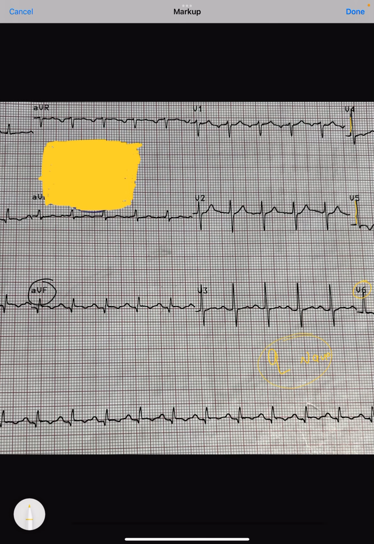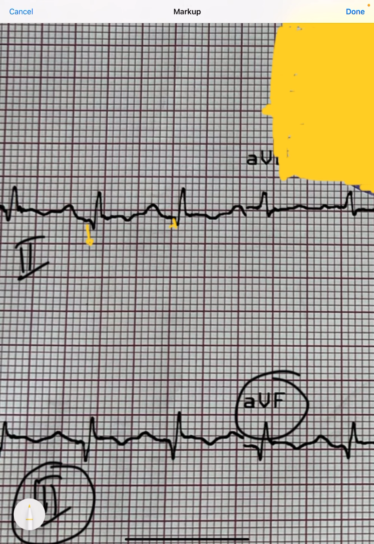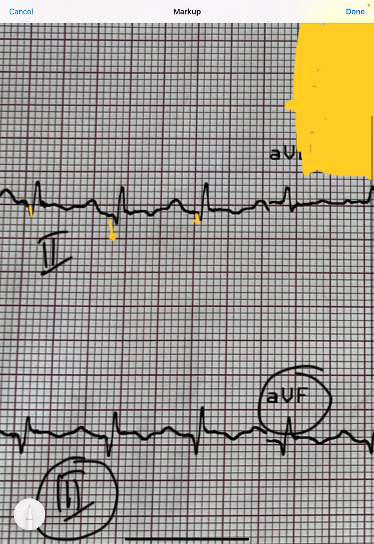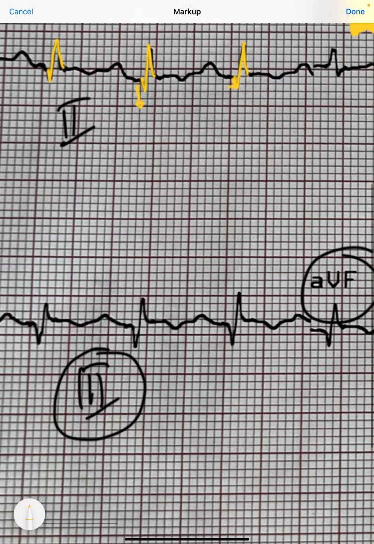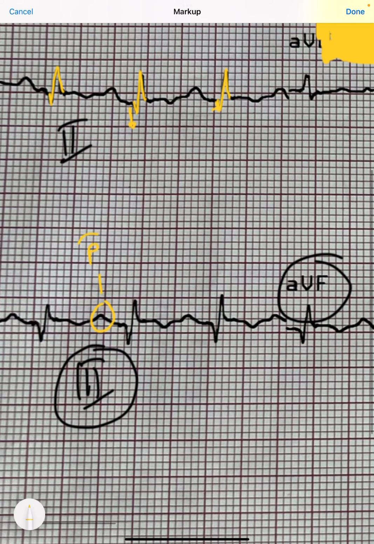And now compare lead 2, 3, AVF. So lead 2 starts with Q wave. So this is Q wave. Q wave is downsloping. So this is Q. So we can very nicely make out Q, R, S. Q, R, S. So this is the first, this is P wave. So the first negative wave after P is Q. So this is all Q. Q, R, S. So this is Q.